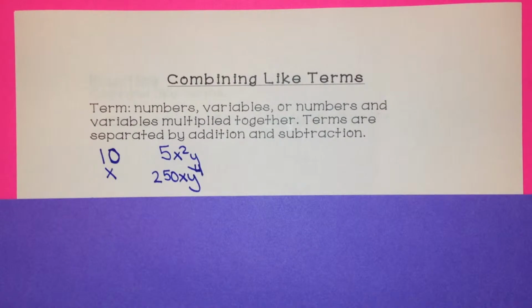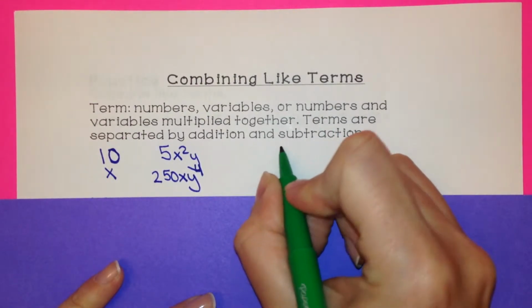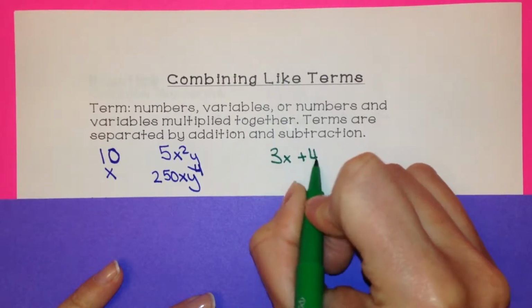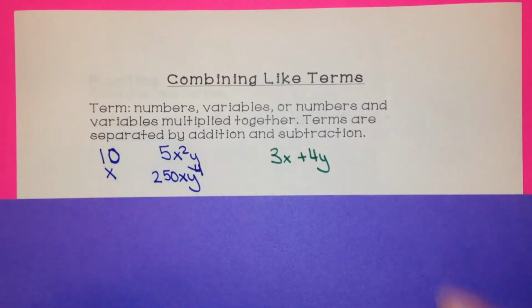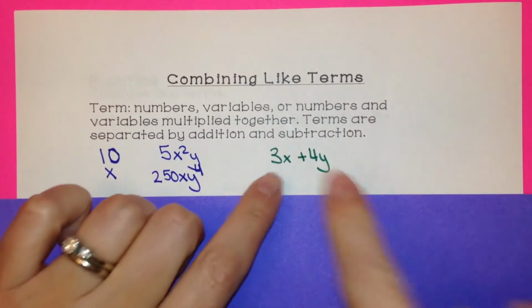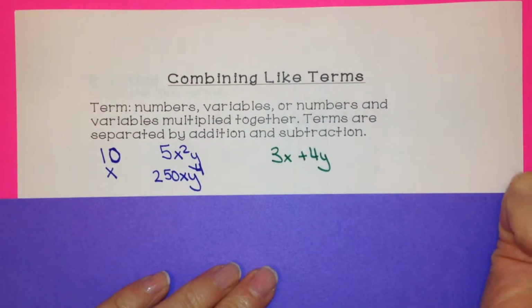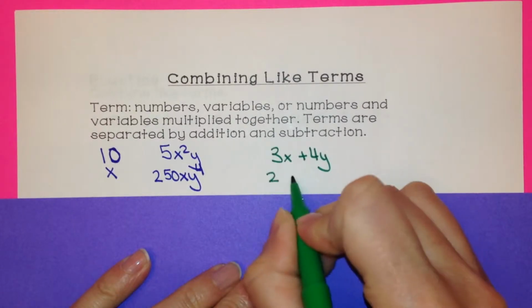So if you have terms added or subtracted together, let's do 3x plus 4y. So this is two terms, each one individually. They're separate, and they're just separated by addition in this case. So here is two terms.